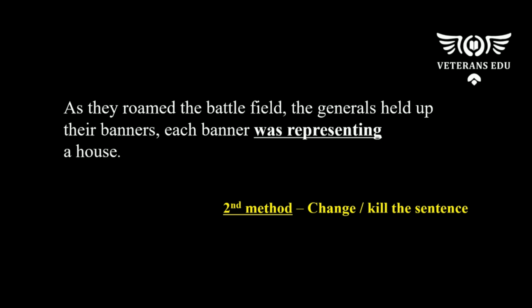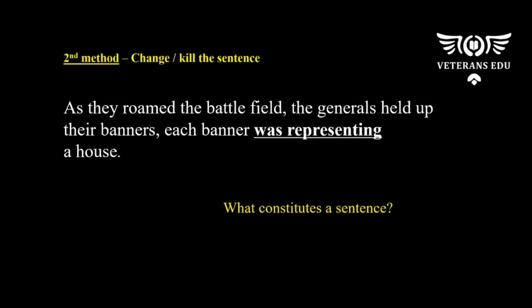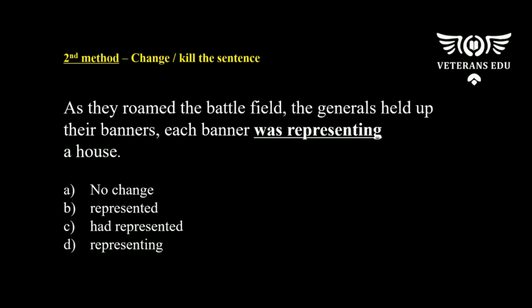Killing a sentence is really easy. Just ask yourself, what constitutes a sentence? A sentence must have a subject and a verb. In other words, a sentence cannot be a sentence if it doesn't have either the subject or the verb. Simply put, all we have to do is remove the verb in order to kill a sentence. Now let's get back to our question.